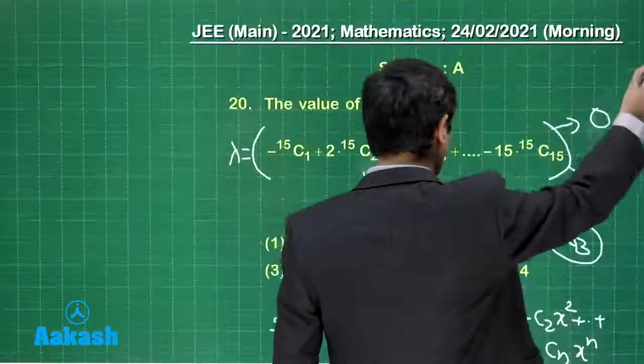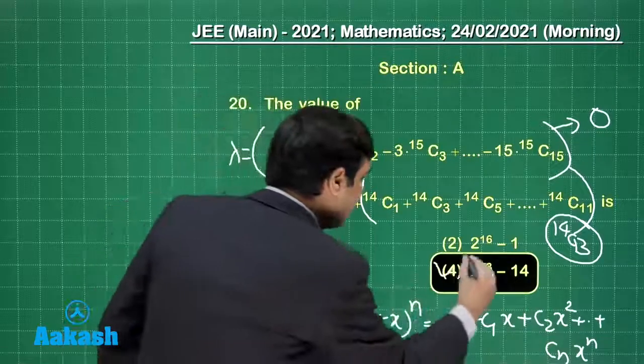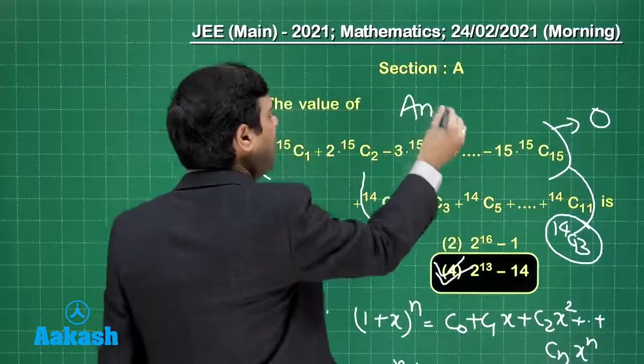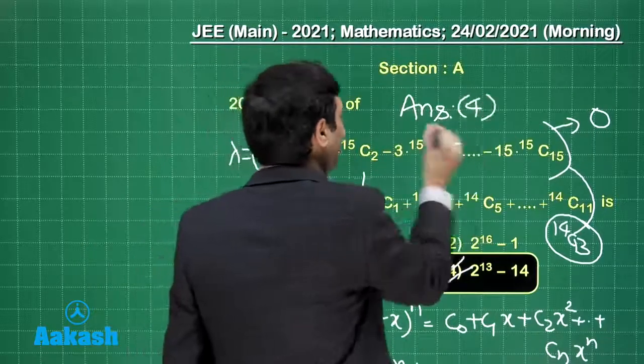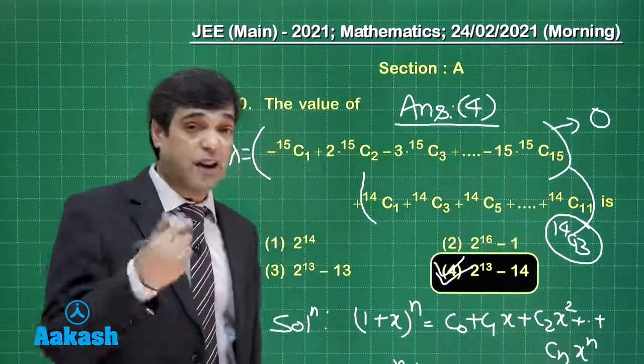Let's check out from the given options. 2 to the power 13 minus 14 is given here as option number 4. So let's mark it as the correct answer. So question number 20 from section A. Let's move on to the next question now for section B.